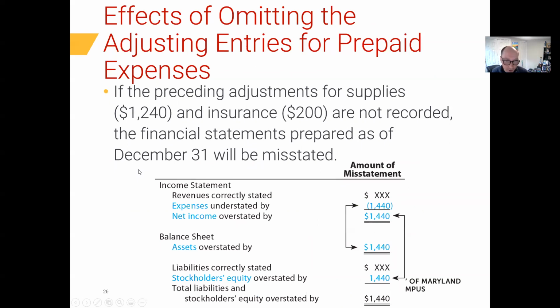And this is, of course, the impact on the financial statements, the income statement and balance sheet, of what it looks like before and after.